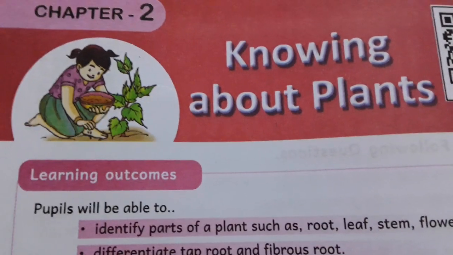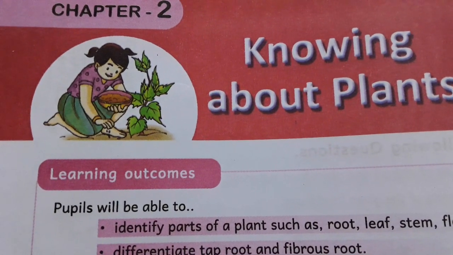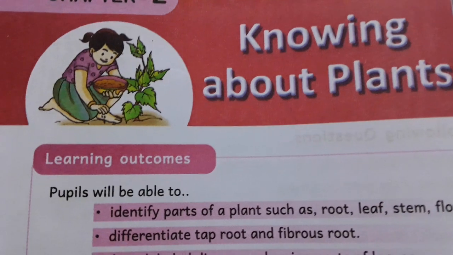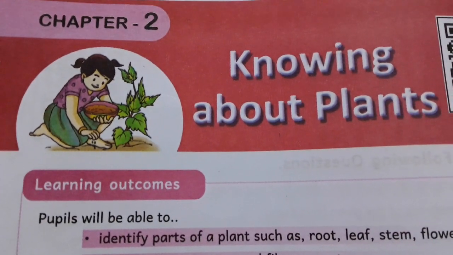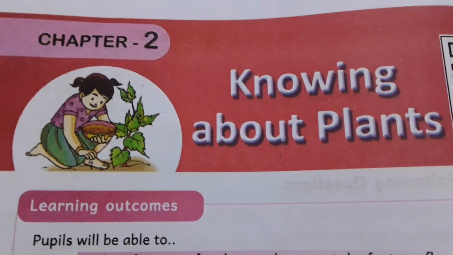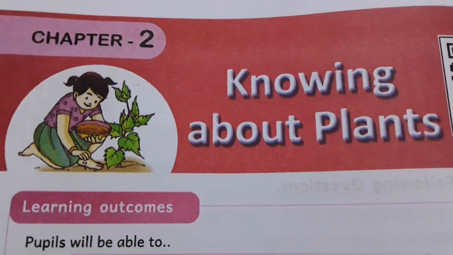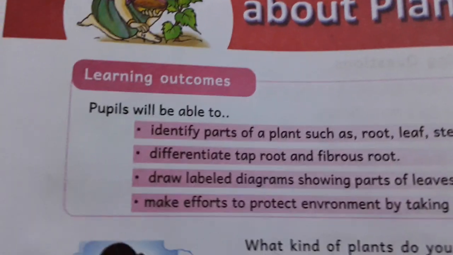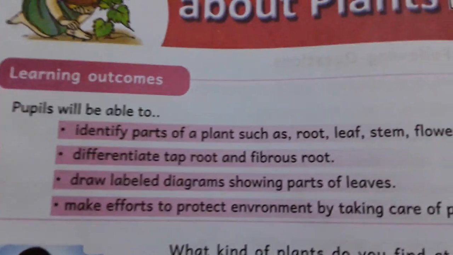Okay, children, I hope you all understood about knowing about plants. But today we are going to look around our textbook. The lesson name is Knowing About Plants. In this, what are the learning outcomes they have given?